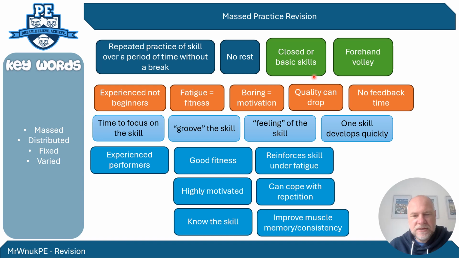Now it's always best for closed skills and basic skills, so brush up on your skill classification knowledge, where there's limited impact of the environment. The example I'd give is things like the forehand volley, which is just repeated forehand volleys in tennis. But it could be things like running and cycling as well, where you're just doing the same thing over and over again.